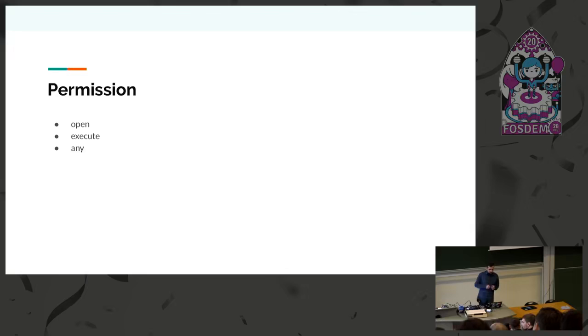The second part of the rule is permission. Permission can be open or execute. That comes from the Fanotify API, because there are two types of events there, and it is based on system calls. And there is also an any keyword that can match any of them.